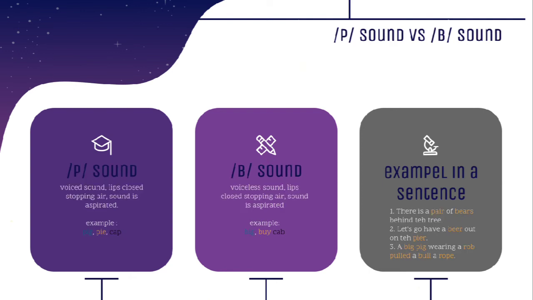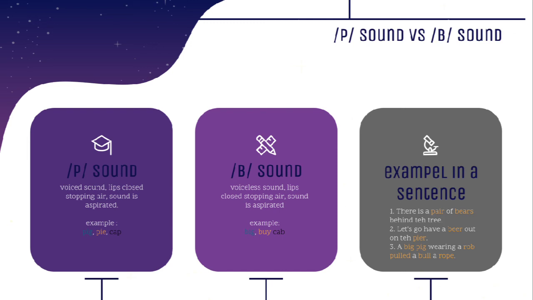Let's look at the last one. It is about P sound versus B sound. A B sound is a voiced sound. What I mean by voiced is that you have that vibration in your vocal cords and you should be able to feel it if you put two fingers on your throat. B sound is produced when the lips close, stopping air, and the sound is aspirated.